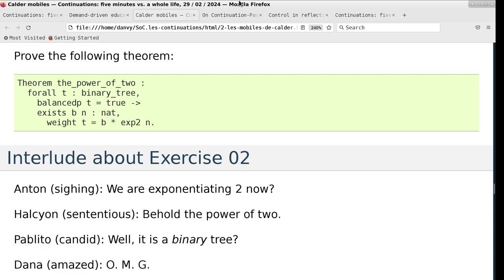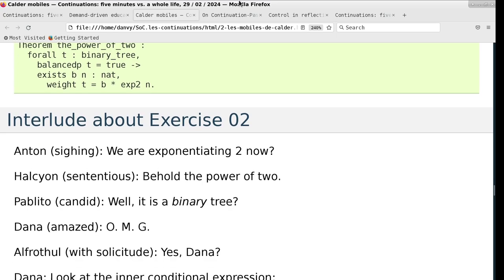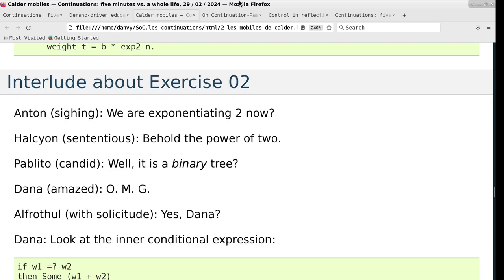Next. We are exponentiating 2 now. Behold the power of 2. Well, it's a binary tree. OMG! Yes, there are.